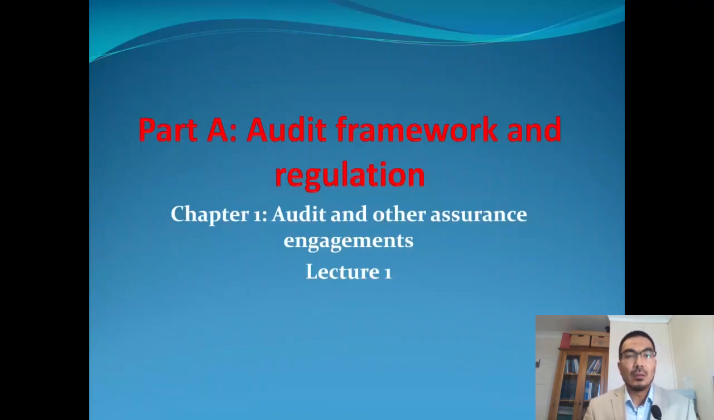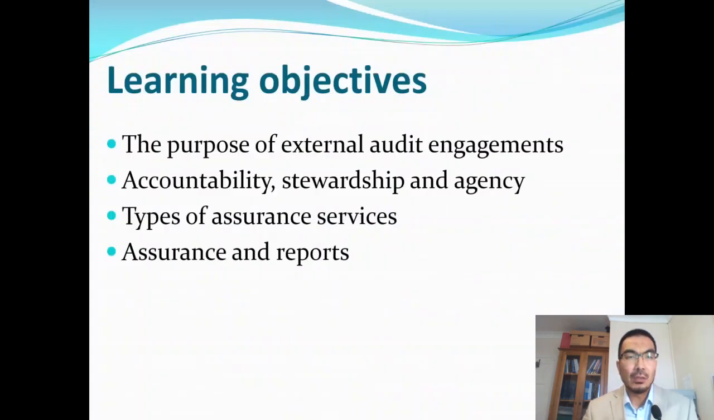Okay, let's talk about the first chapter. First chapter is about audit and other assurance engagements. In this lecture, our learning objectives are: we will discuss the purpose of external audit engagements, and we also discuss what is accountability and stewardship, and the agent and agency problem. And we will also discuss types of assurance services. We will divide the assurance services into groups, and we will also discuss assurance and reports.